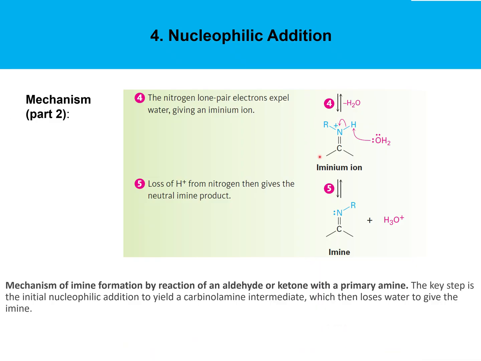It continues with an iminium ion being formed. So after the nitrogen has pushed out the water molecule, we'll have a double bond here between nitrogen and carbon. We'll also have a proton on this nitrogen that we're going to remove by using water or some other base in the reaction. And then that would also get rid of the positive charge on the nitrogen. That gives us the final product, which is an imine.